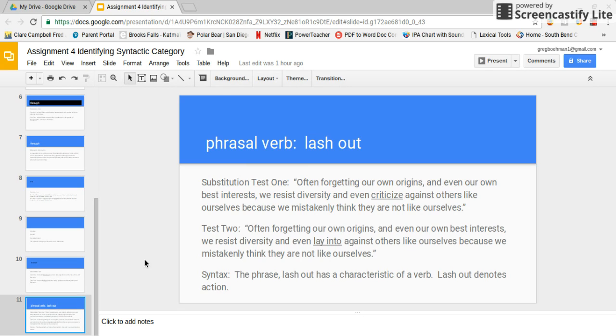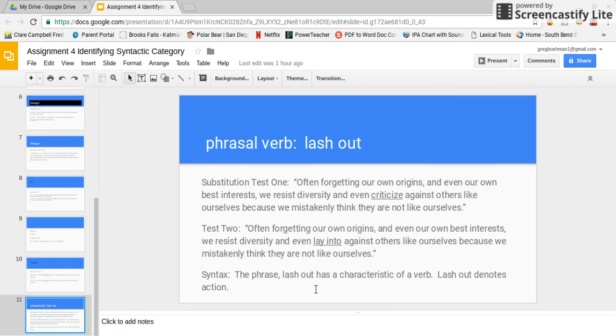The phrasal verb is lash out that I chose from the text. I chose the substitution test to see if this is indeed a phrasal verb. Substitution test 1, I used the word criticize. And for test 2, I used the words lay into, which I believe are another phrasal verb. When putting them into the sentence, they do not sound the best in the sentence.